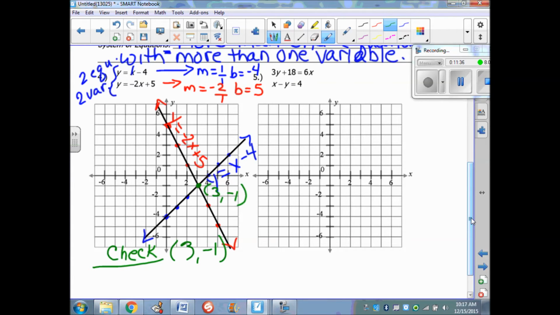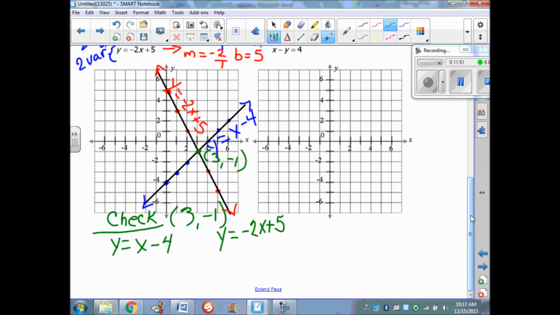Let's see if it's true for that first equation. So my first equation was y equals x minus 4. And then I'm going to check my second equation and see if it's true for that point where they bumped into each other. So let's see, does -1 equal 3 minus 4? Holy smokes, I should put a question mark there. Got a little excited. -1 equals -1, that's true. So far so good.